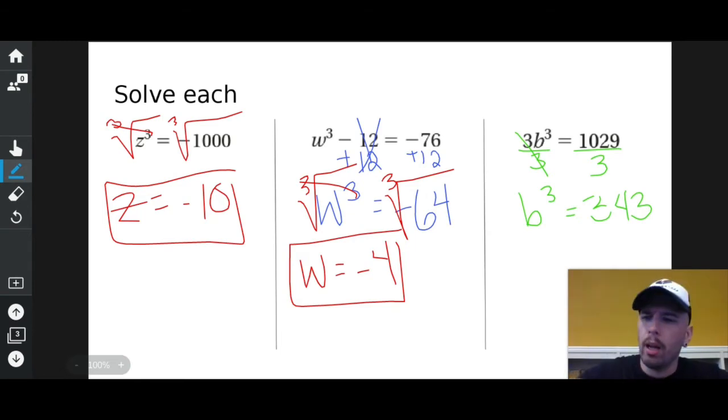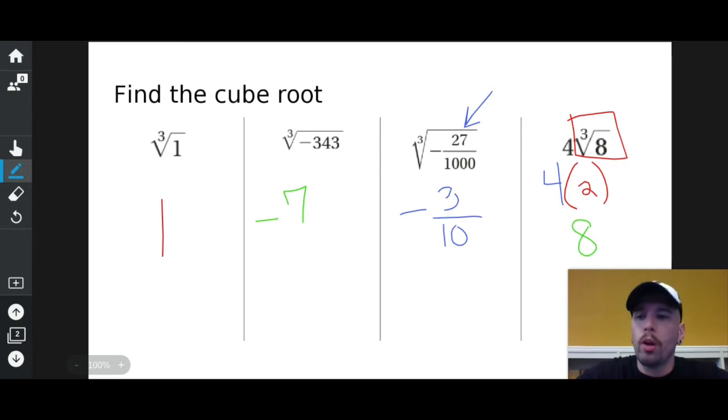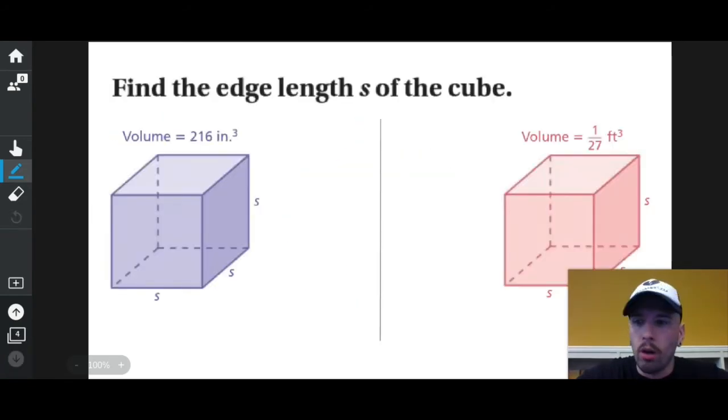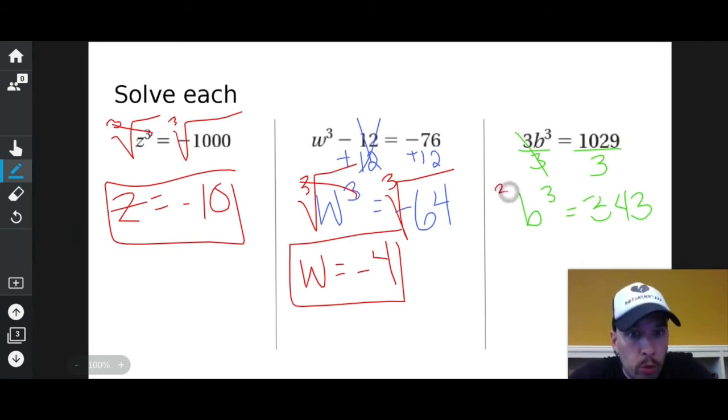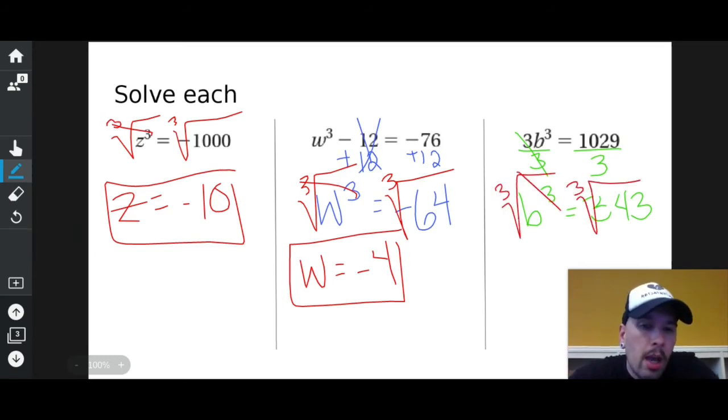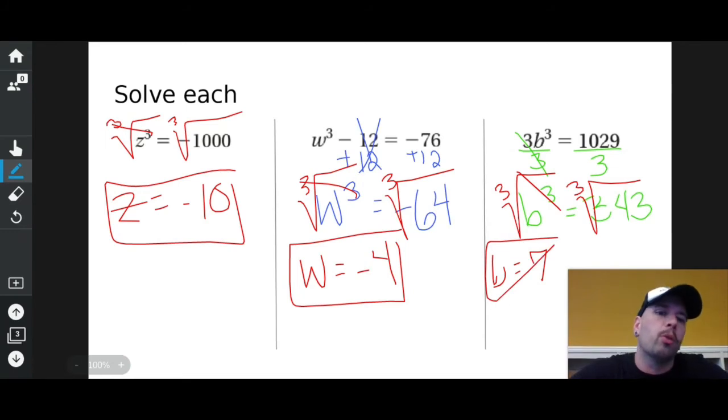Wait a minute. The cube root of 343 is 7. So if I were to get rid of that cube, I could cube root both sides, and B would equal what times what times what is 343? 7 times 7 times 7 is 343. Oh boy. Well, my box failed. But the answer is 7. Know this.